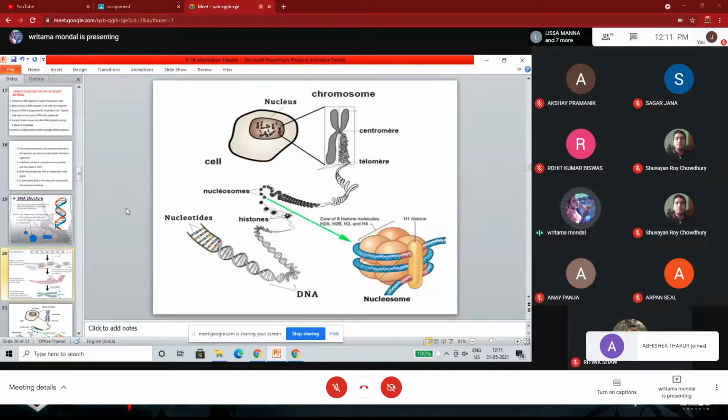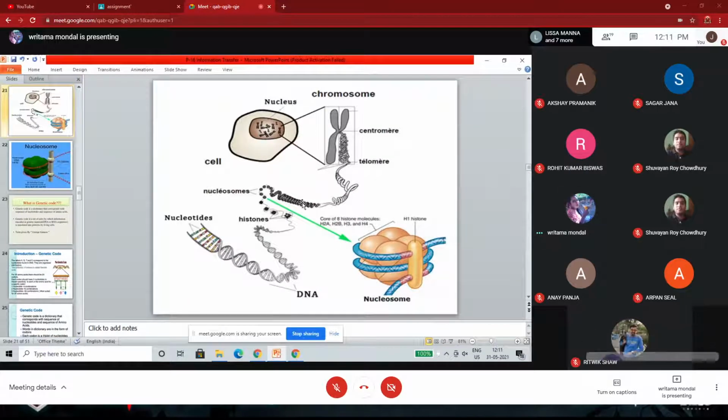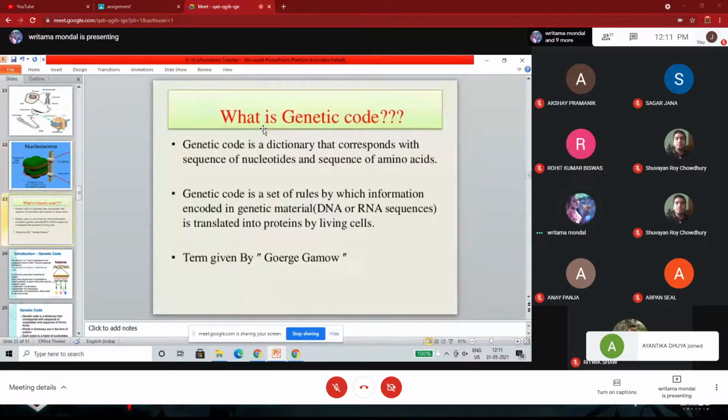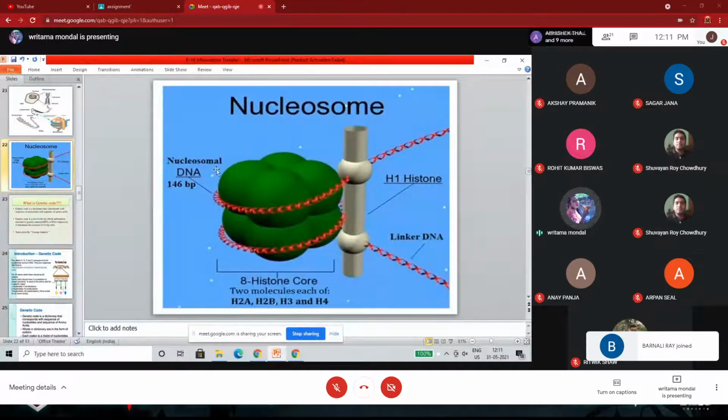Eukaryotic chromosome structure. So see, this is the way they are packaged. After that, the nucleosome structure, the octamer. The histone core contains 2 H2A, 2 H2B, 2 H3 and 2 H4. First they make the dimer, then tetramer, then octamer.